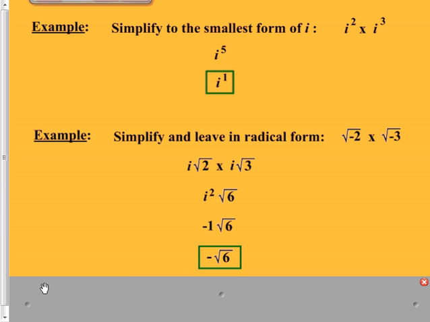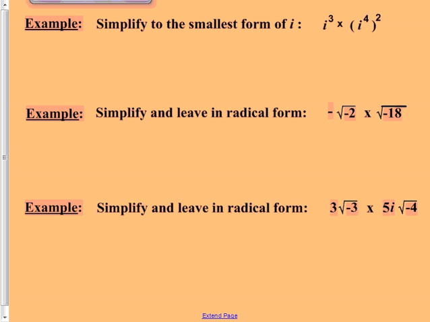Okay, the math is not difficult. It's just new information. So what I'd like you to do is copy down these three and give them a try. I apologize for the notes being long today. It's not difficult. It's just information.